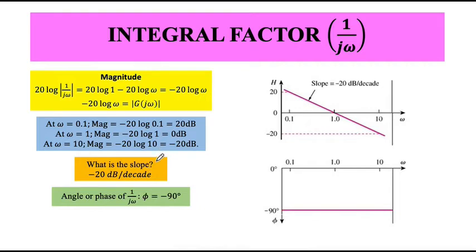Okay, so if I'm just looking at the magnitude, the angle or phase of 1 by j omega is always minus 90 degrees, and I draw the phase here, and if I say this is 0 degree, the phase will always be constant at minus 90.